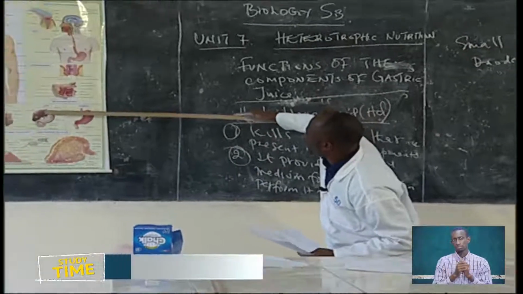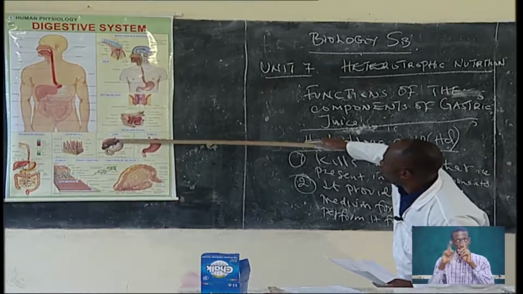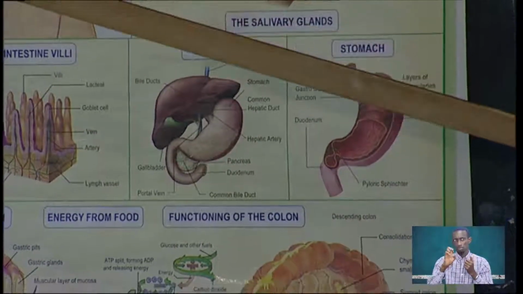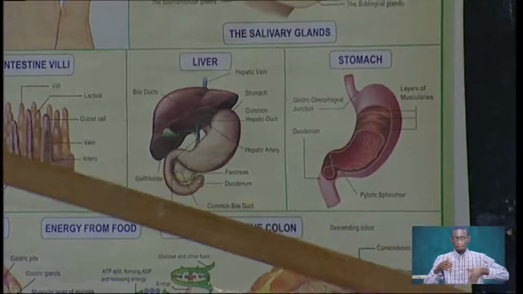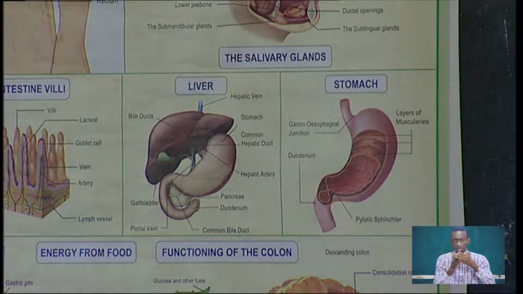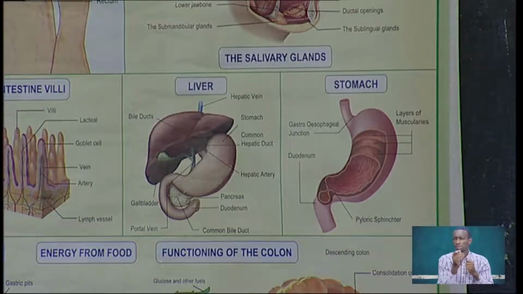Precisely here, I can also show the diagram. We have the liver. The liver produces what we call bile. And what does bile do? Emulsification of fats. Emulsification of fats means breaking large droplets of fats into smaller droplets of fats. And I can also talk about other enzymes that are produced in the duodenum.